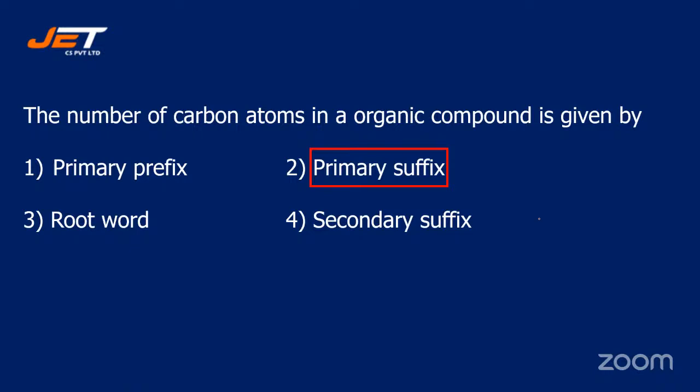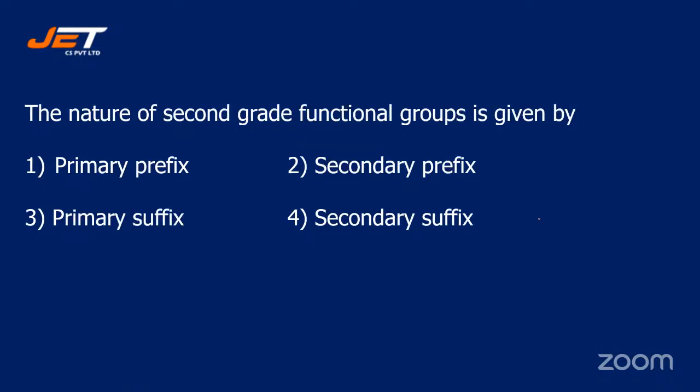Okay, students. Next question. The nature of second grade functional group is given by, and your options are number one, primary prefix, option number two, secondary prefix, option number three, primary suffix, or option number four, secondary suffix? Hurry up, you have only 20 seconds, students.